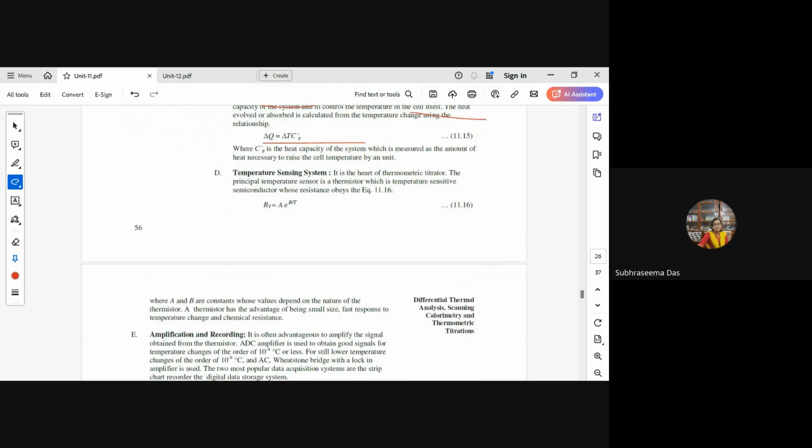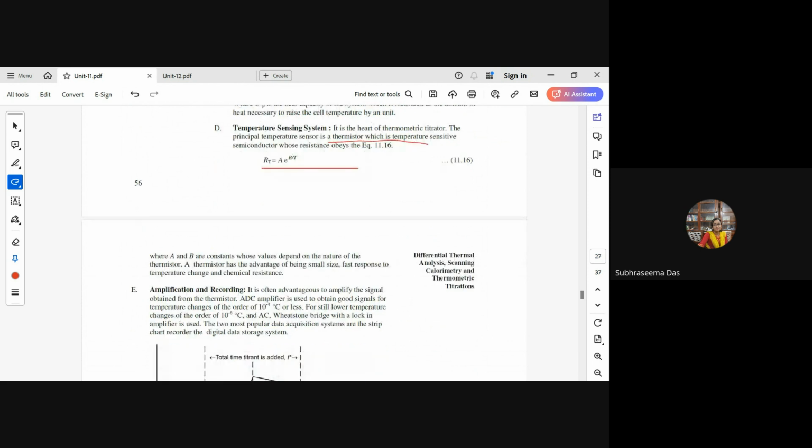Now comes the temperature sensing system. It is the heart of the thermometric titrator. The principal temperature sensor is a thermoresistor or thermistor, which is a temperature sensitive conductor whose resistance obeys equation 11.16, given as R = A e^(B/T), where A and B are constants whose values depend on the type of thermistor. A thermistor has the advantages of small size, fast response, temperature responsiveness, and it is also responsive to the chemical changes occurring within the environment.